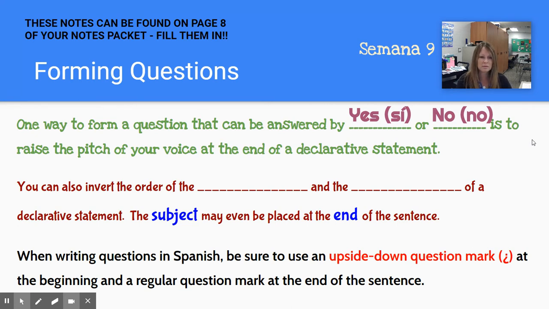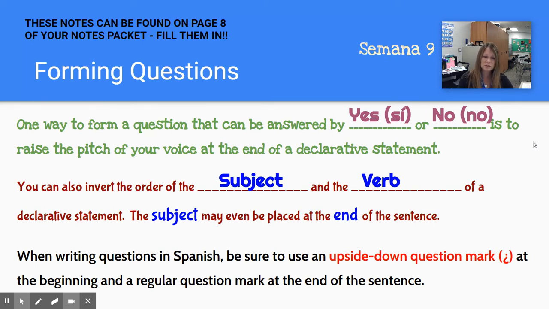You can also do something by inverting the order of your subject and your verb of a declarative statement. So we'll take a look at that and see what that looks like too. And then also the subject may even be placed at the end of the sentence. So it's all about the ordering, and we'll talk about that all in a moment.